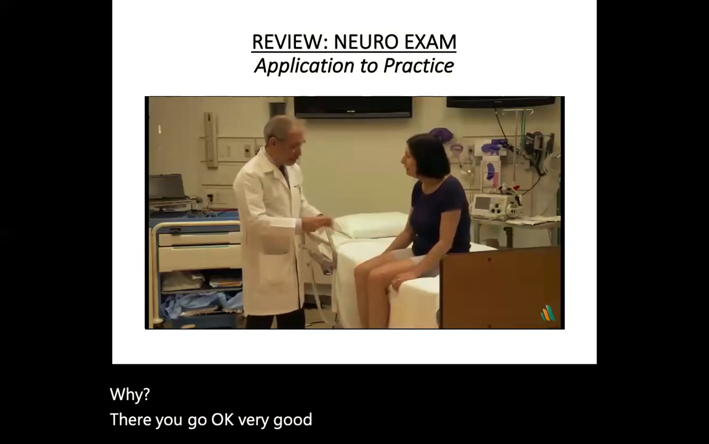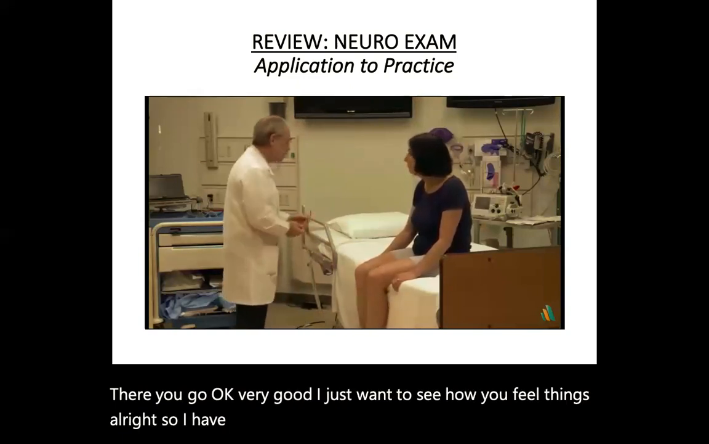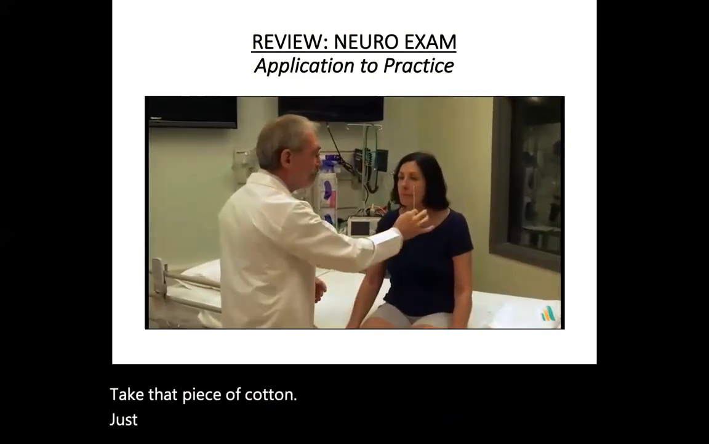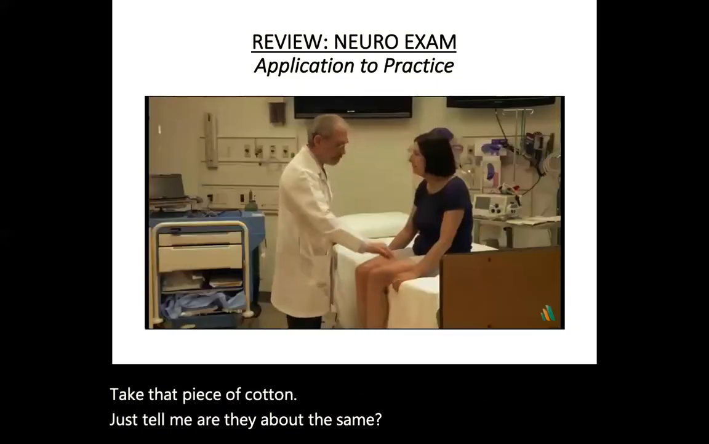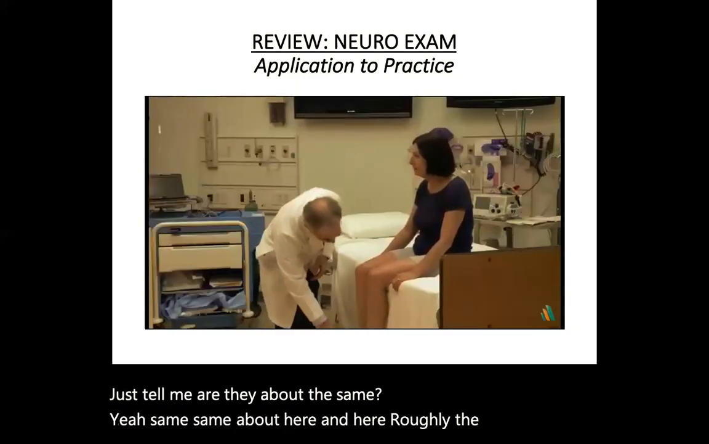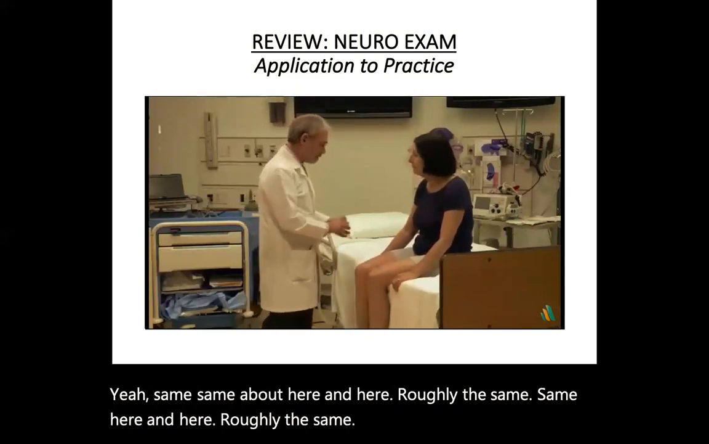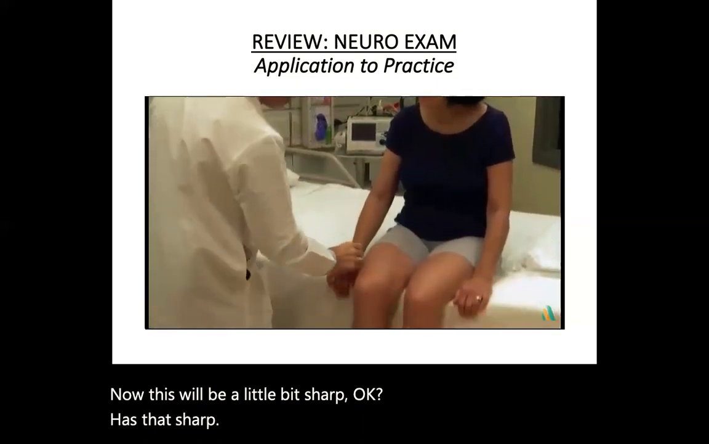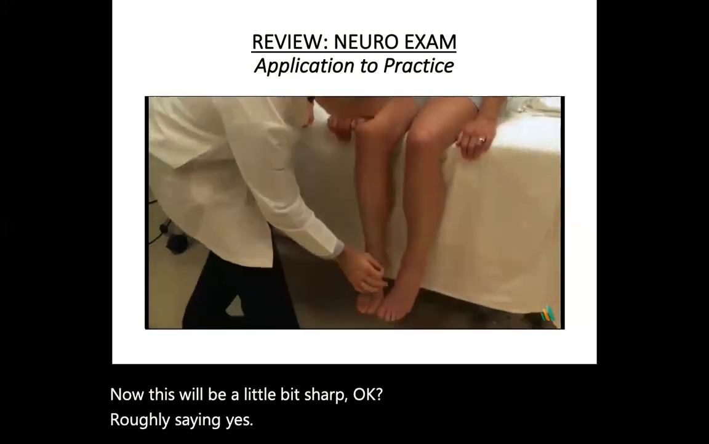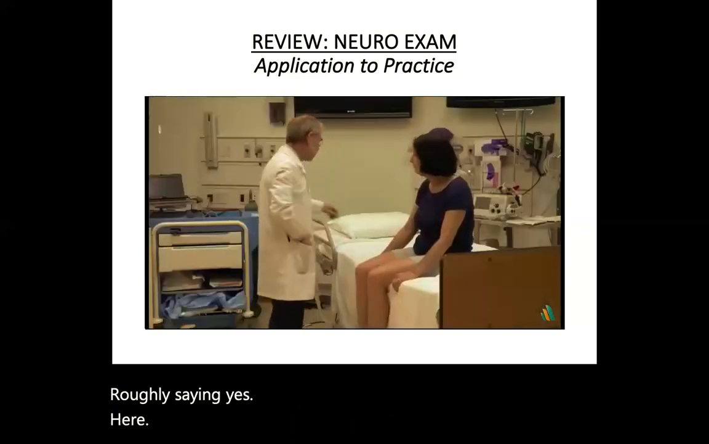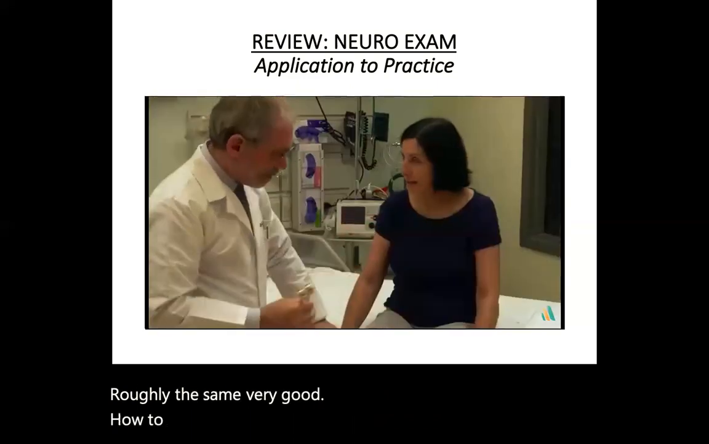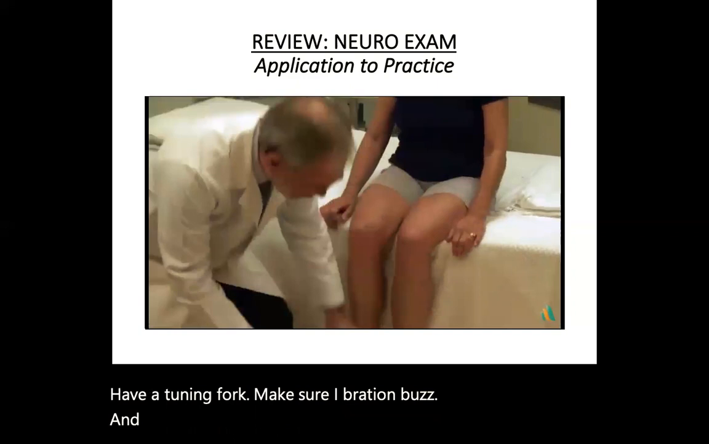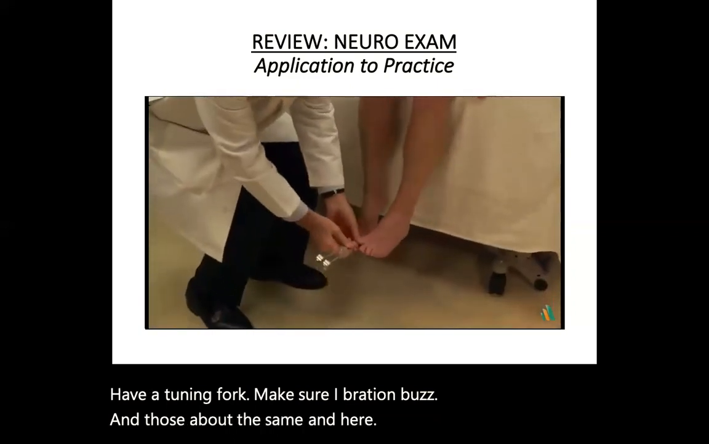Now, I just want to see how you feel things. All right. Okay. So I have a piece of cotton here. I'm going to take that piece of cotton. Just tell me, are they about the same? Roughly the same. Good. About here and here, roughly the same. Here, here, and here, roughly the same. Now, this will be a little bit sharp. Okay. Is that sharp? Roughly the same? Yes. Good. Here? Roughly the same. Here? Roughly the same. Very good. I have a tuning fork, makes vibration, buzz, and buzz. About the same. Same. Good. And here, and here. Roughly the same? The same.